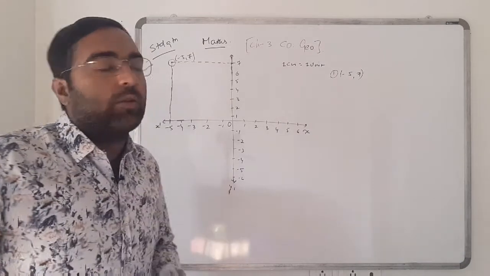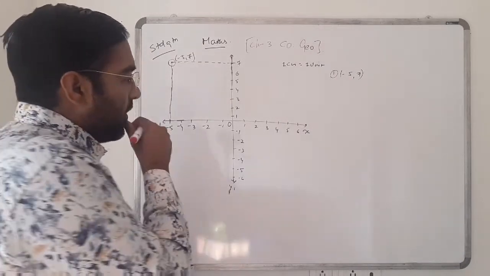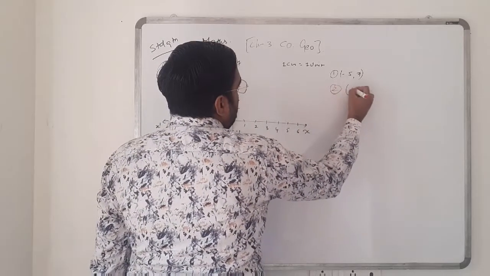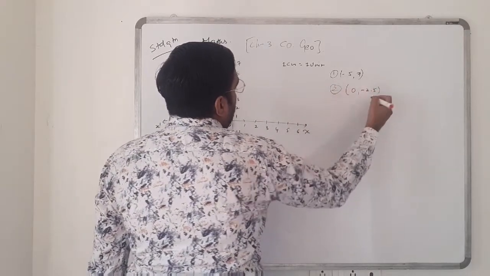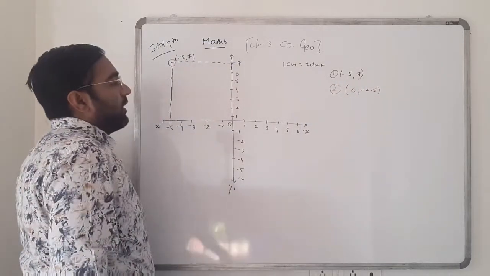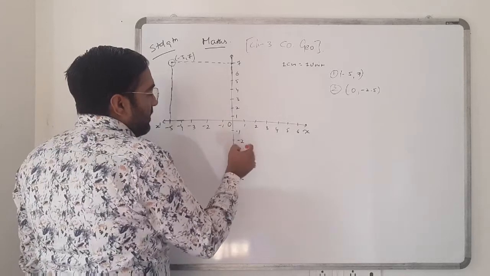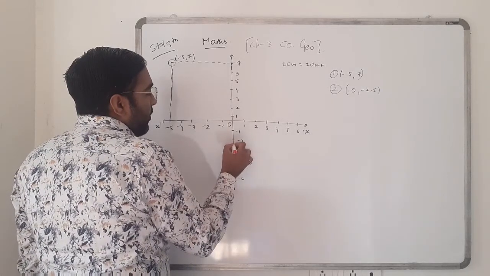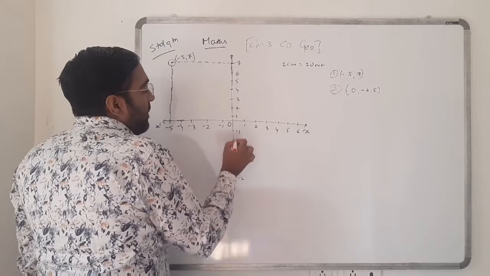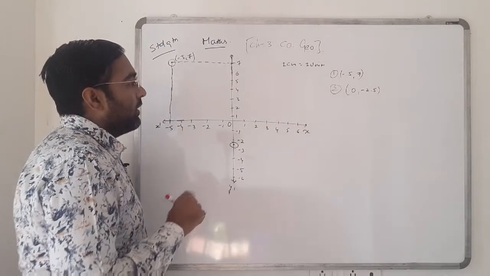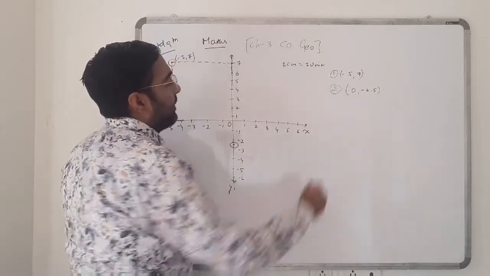Second one is 0 comma minus 2.5. That means in the x-axis we take 0 and in the y-axis we take minus 2.5. So the point for minus 2.5 is located here, between minus 2 and minus 3.